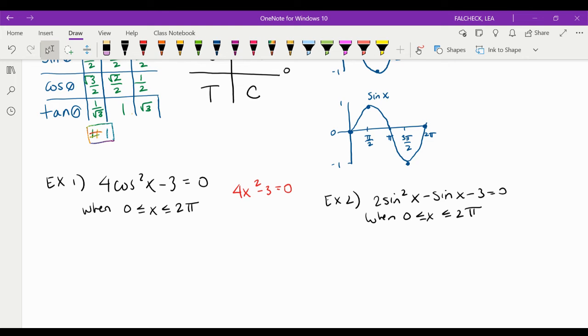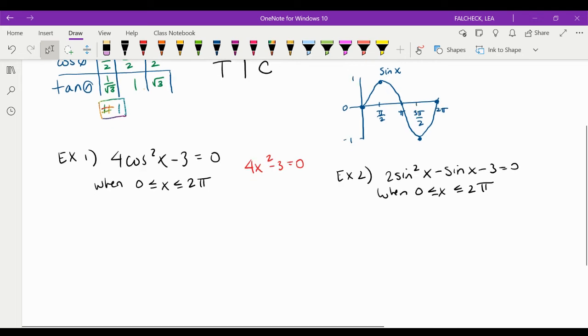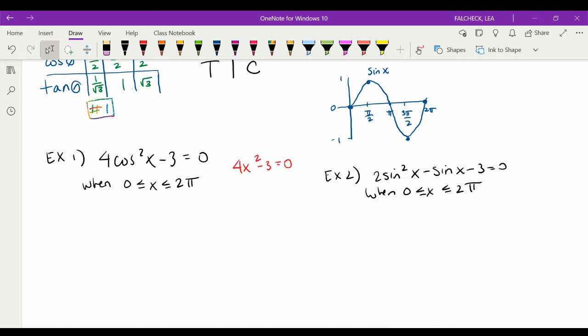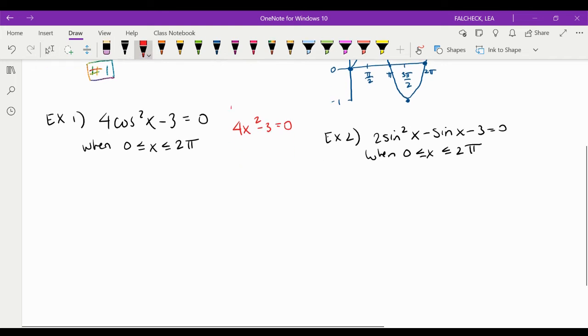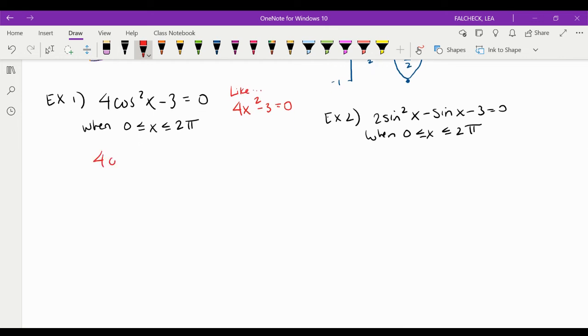So I'm going to do the same thing here, but my goal is to get the entire trig function alone, right? To get the cosine x all by himself. We want to solve for cosine x. That's what our answer is going to be of the form. So in order to do this, you're going to want to isolate the cosine x. So we have 4 cosine squared x minus 3 equals 0.